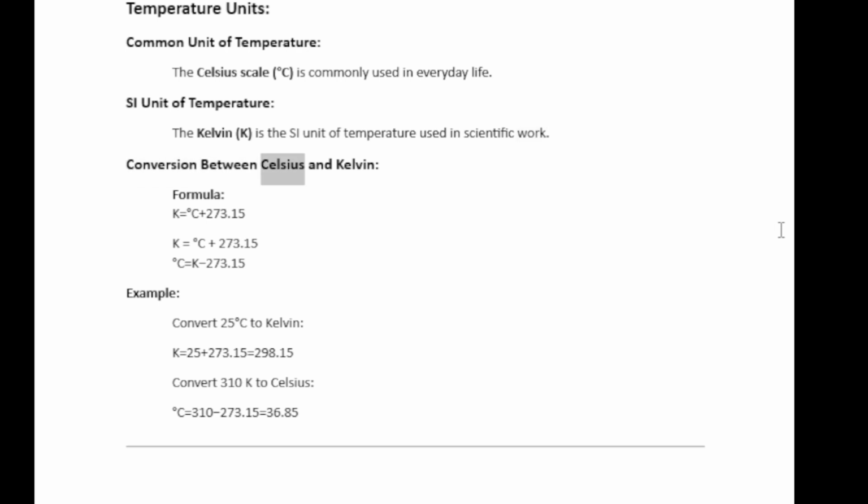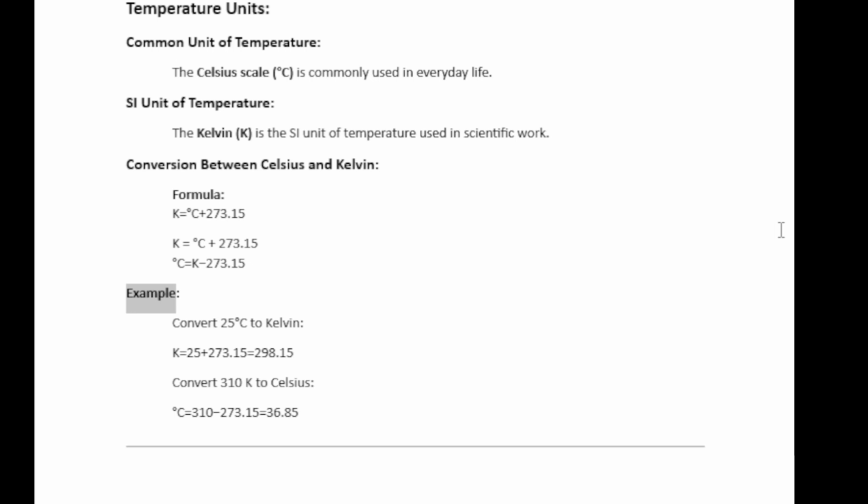Conversion between Celsius and Kelvin. Formula: K = °C + 273.15. °C = K − 273.15.